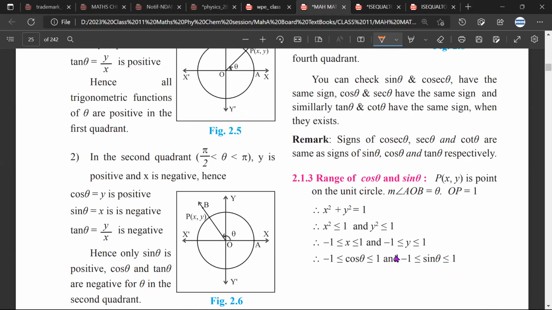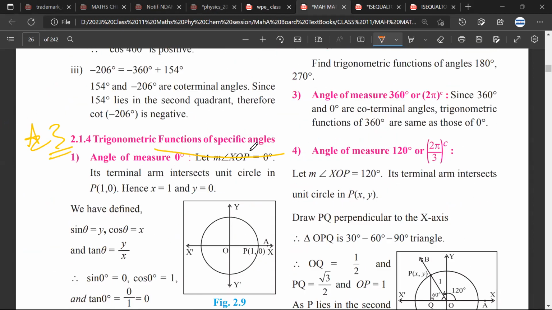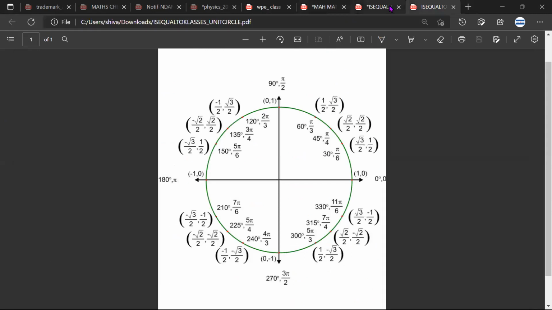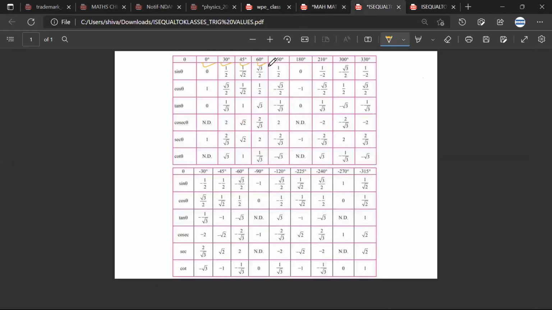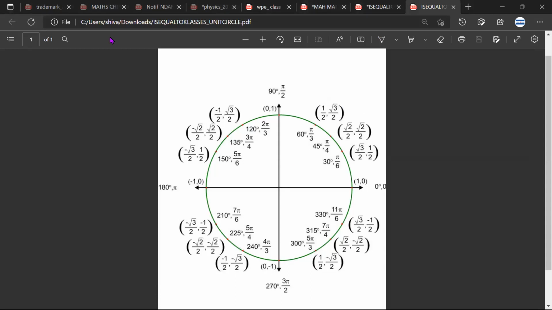Once we have done this, then we need to understand the trigonometric functions of specific angles. What do I mean by specific angles? Specific angles would be angles like 0, 30, 45, 60. So these are the specific angles. For that, I require the help of this. This is what is called a unit circle.